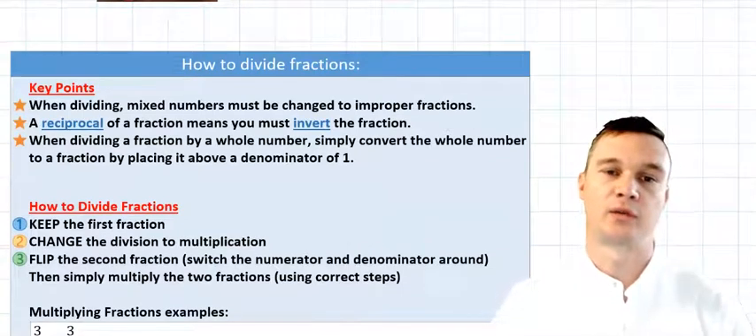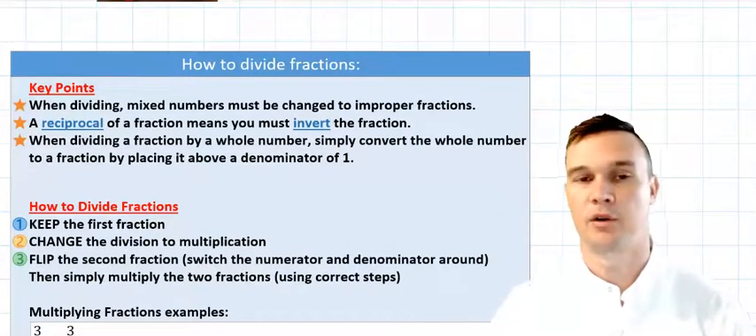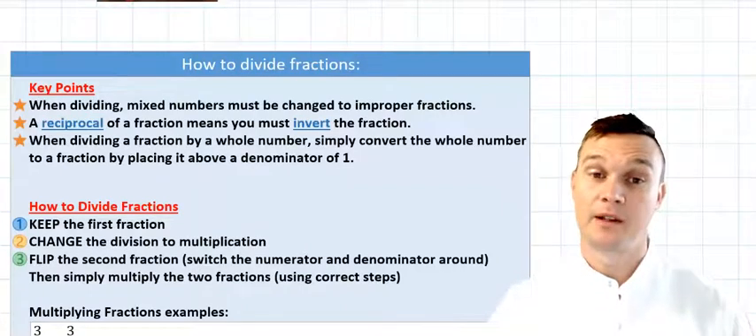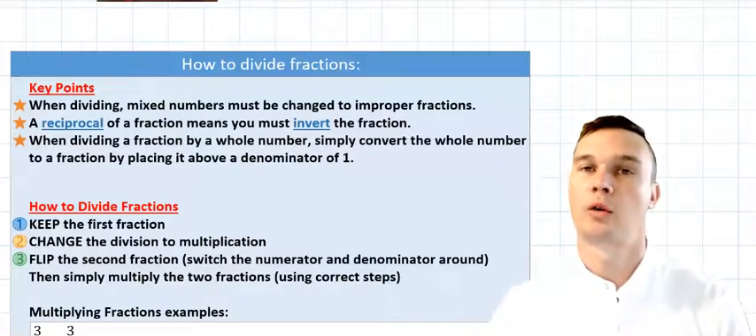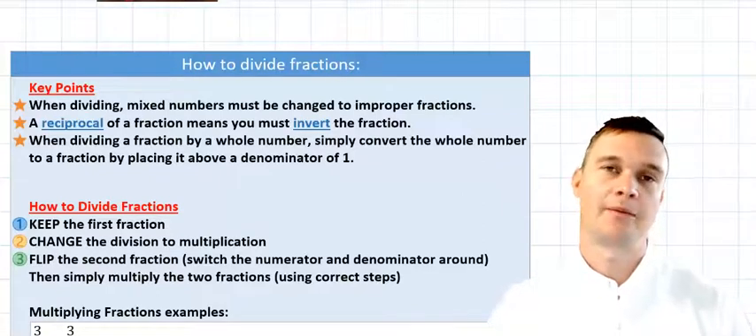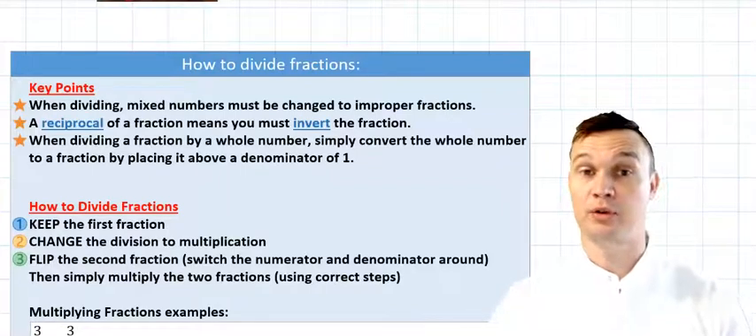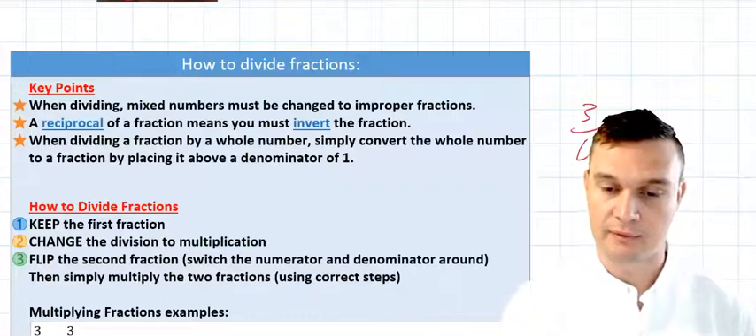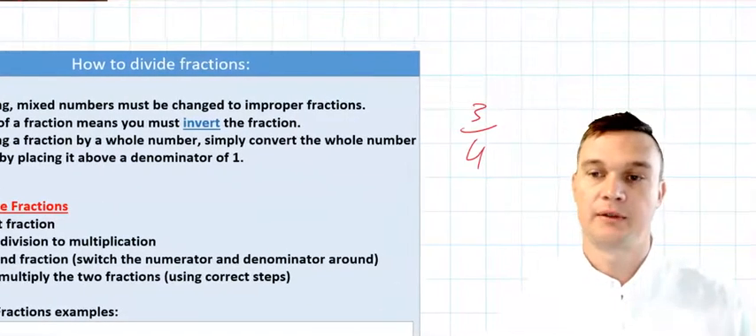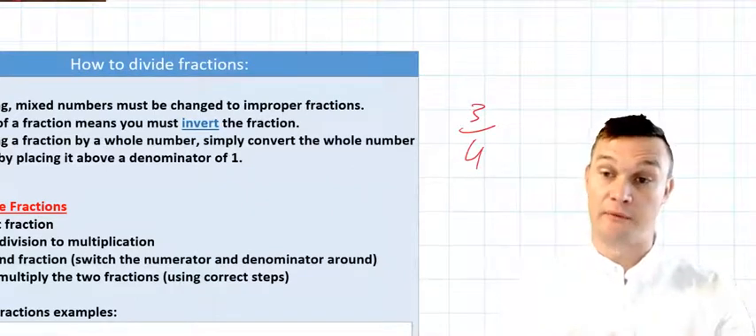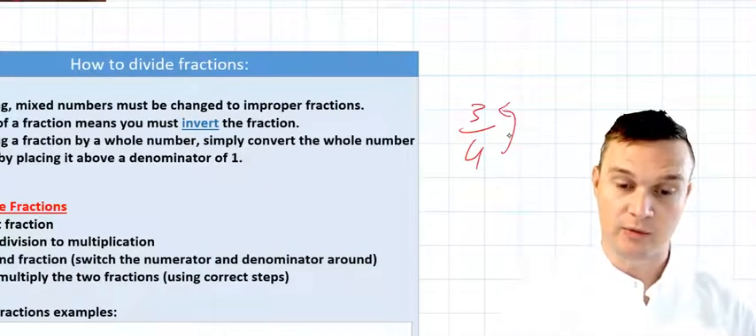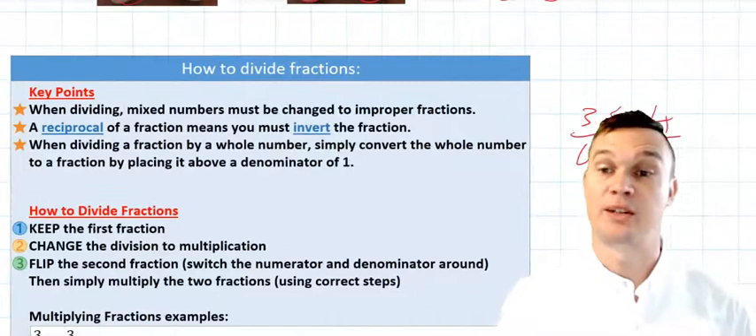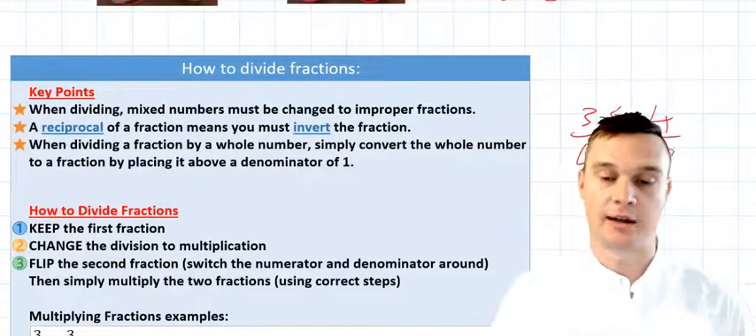The 3 key points that I'll get you to write down are similar to multiplying, but there are a couple of key terms in here. The first one is that when dividing a mixed number, it must be changed to an improper fraction. We don't want to work with mixed numbers when we're doing division. And we have this term called a reciprocal. The reciprocal of a fraction means you invert the fraction. So if I have 3 over 4 and I invert that, we just switch the numerator and the denominator around, so we have 4 over 3. That's what we call the reciprocal of a fraction, and you're going to need to know that as we move forward.